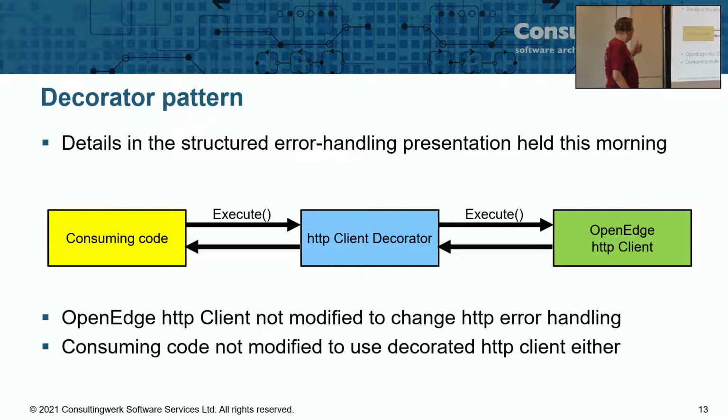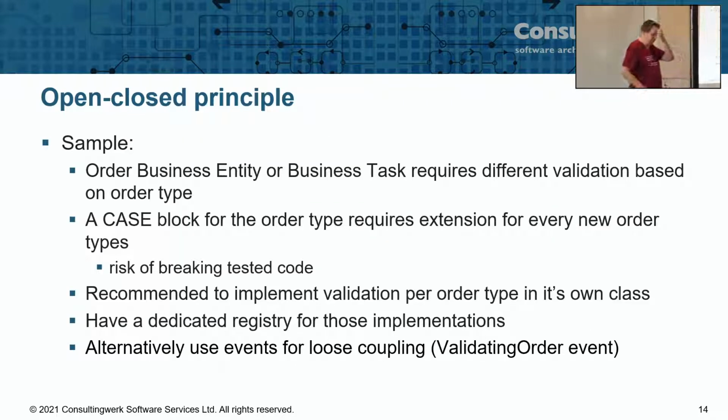And that is a very good example. So Progress publishes the source code of the HTTP client, so I could have changed the source code, but I didn't want to. I mean, with every service pack, Progress is going to make the HTTP client better. So that's why it would be a bad thing. And the same could apply to business entities and so on and so on.